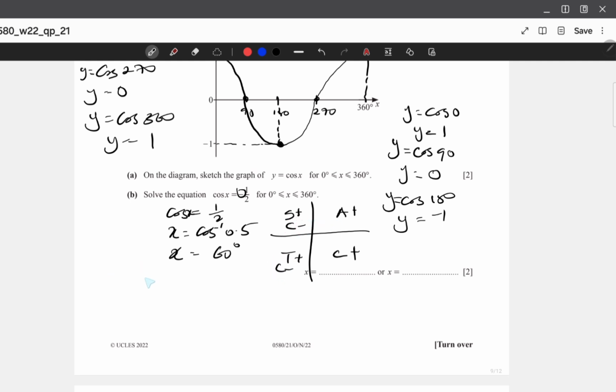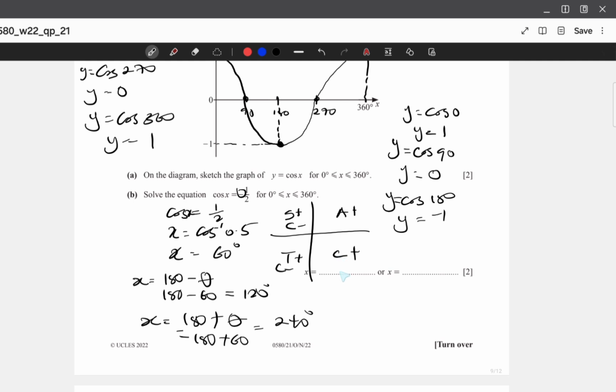So quadrant 2, x will be 180 minus theta. That will be 180 minus 60, that is 120 degrees. Then quadrant 3, x will be 180 plus theta. That will be 180 plus 60, and x will be 240 degrees. If you click your calculator, cos 120 and cos 240, you have negative 0.5. That's how you can be sure that your answer is correct. And that's that for that.